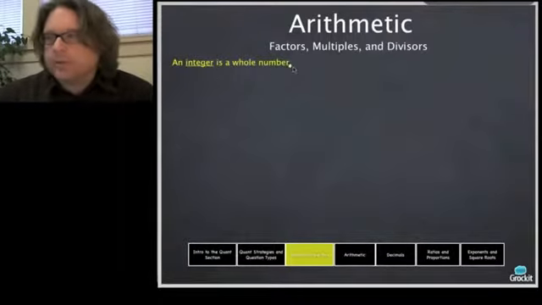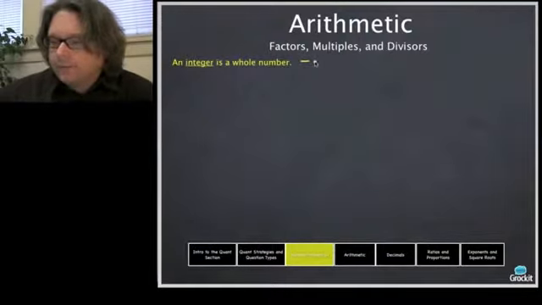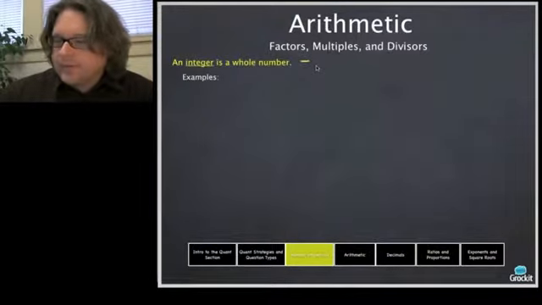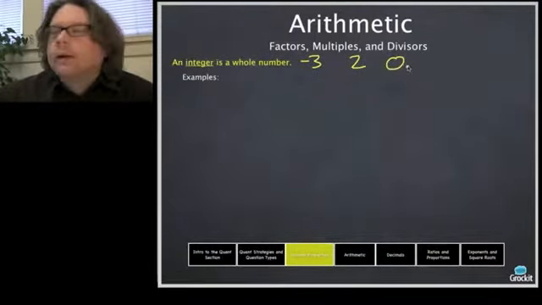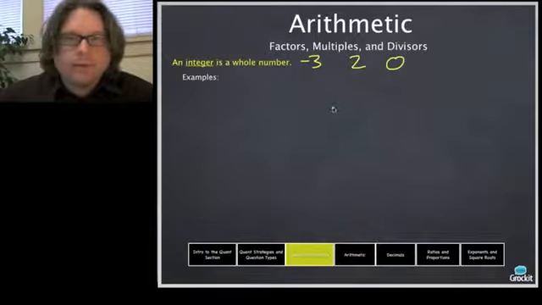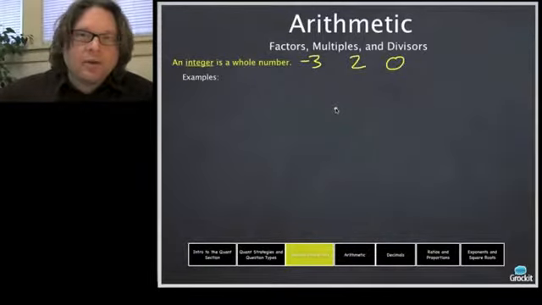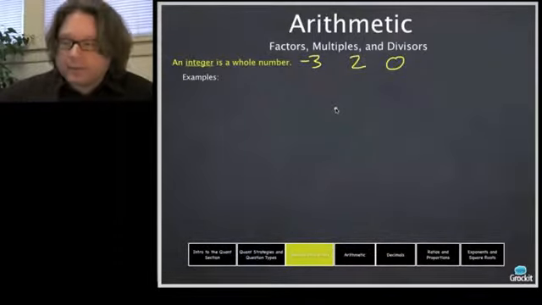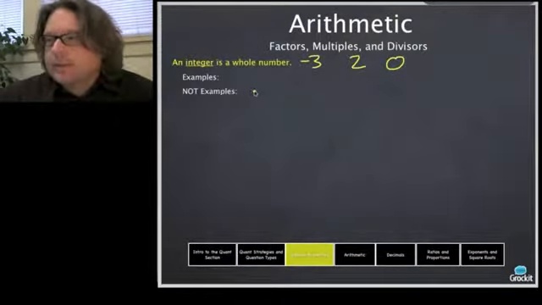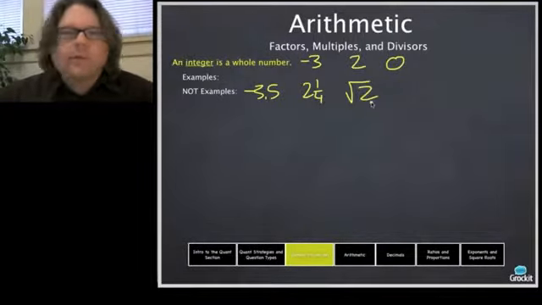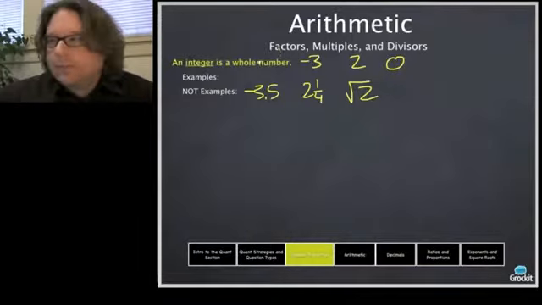An integer is a whole number, so positive and negative whole numbers. Examples include -3, 2, 0. So the numbers, the markings on the number line on either side of 0 and including 0. Not examples would be things that are not whole numbers: -3.5, 2 1/4, the square root of 2, things like that. Not integers. So guys like this, not like this.